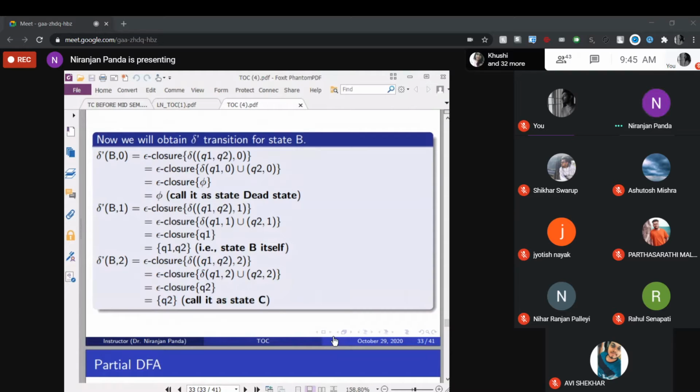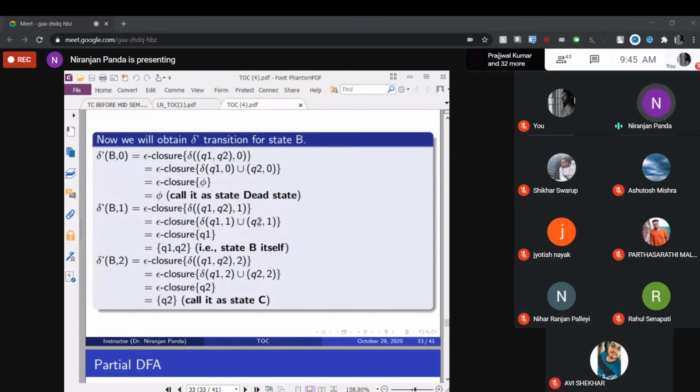Now moving to the new states B and C. B with a 0 means Q1, Q2 with a 0. Q1 with a 0 is phi, Q2 with a 0 is phi, and hence it is phi. I will name it the dead state, or D.